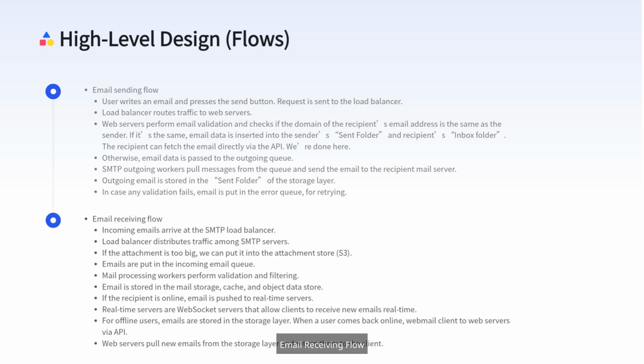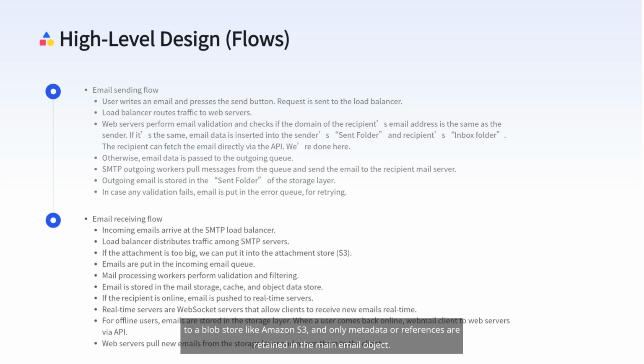Email receiving flow, now on the receiving side. When an email arrives, it first hits the SMTP load balancer, which distributes the traffic among a pool of SMTP servers. If the incoming email contains large attachments, those are offloaded to a blob store like Amazon S3, and only metadata or references are retained in the main email object.